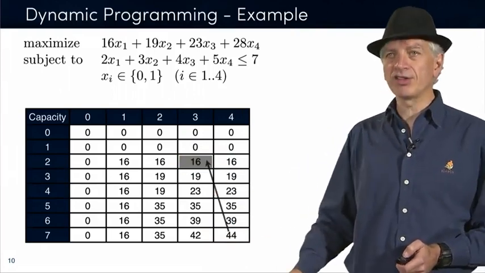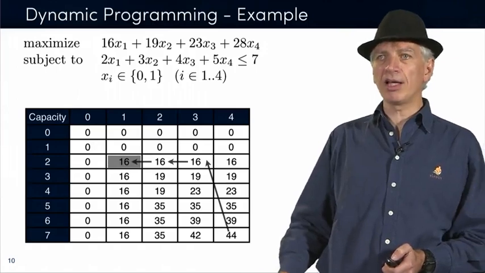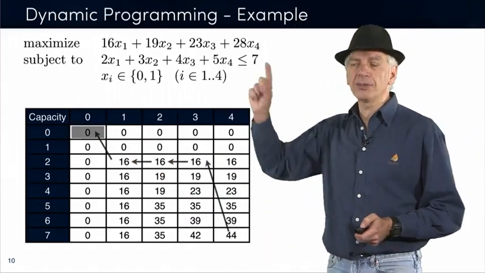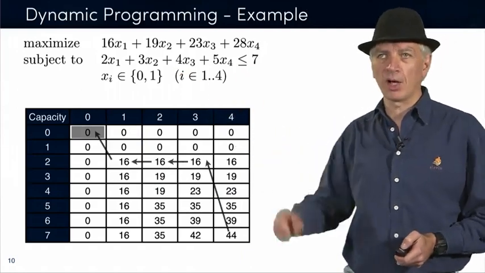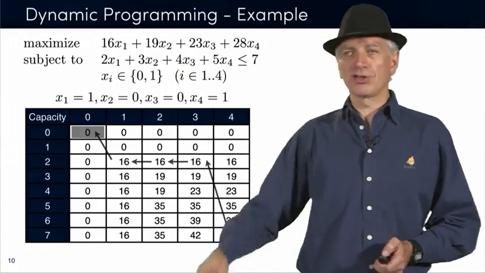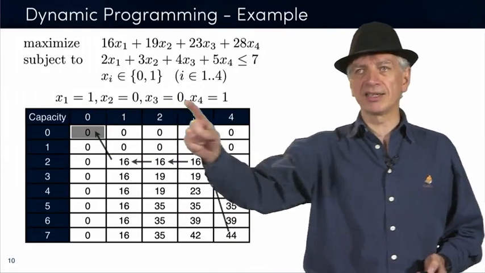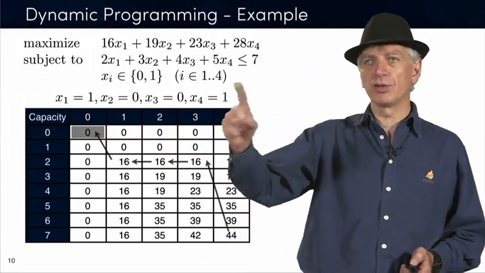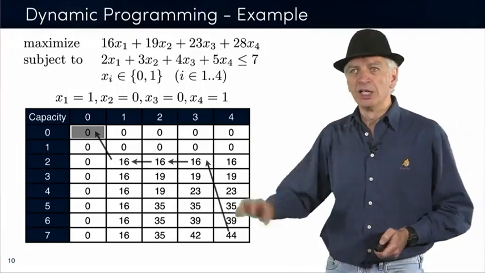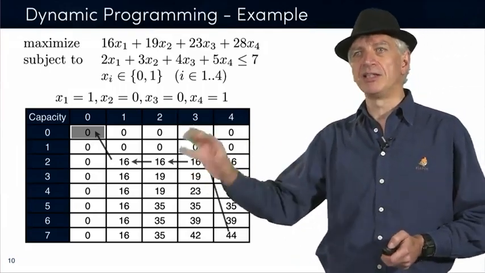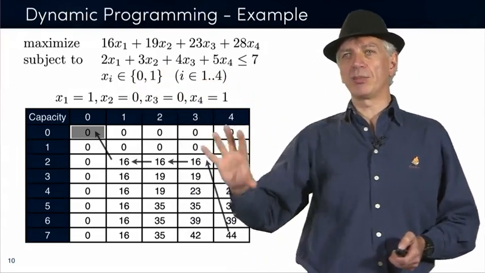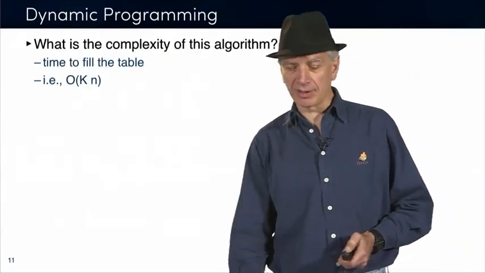You see, is it the same? Yes, it's the same. Yes, it's the same. It's not the same. So you know that you selected item 1. So the optimal solution here is selecting item 1 and item 4. The values of your decision variables are exactly that: x1 is equal to 1, the next 2 are equal to 0, and x4 is equal to 1. So this dynamic programming algorithm is computing all the values of your decision variables and satisfying the capacity constraint.